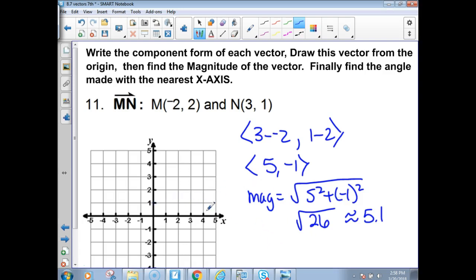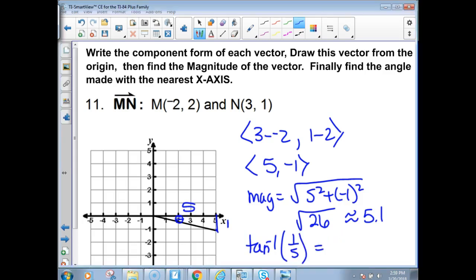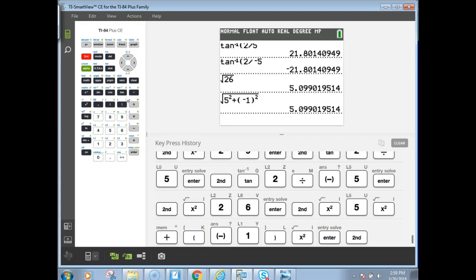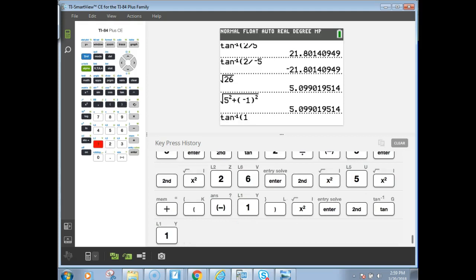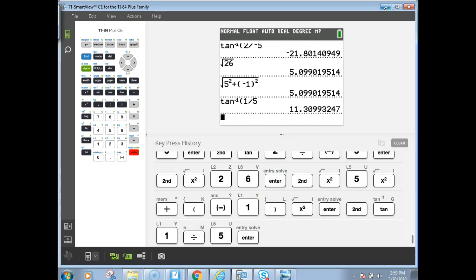Oh, I didn't plot it yet. 5, -1. Oh my goodness, that's going to be a skinny little vector coming this way. And I want to find this angle right here. And that was 5, and this was 1, if you will, or -1. We can just use it as a positive value and do inverse tangent of 1/5. So inverse tan of 1 divided by 5. And that's 11.3 degrees.